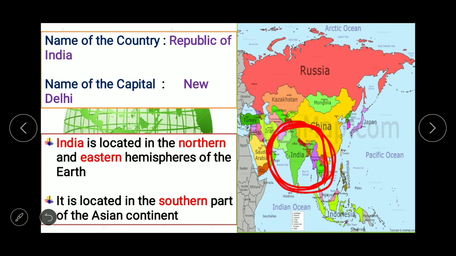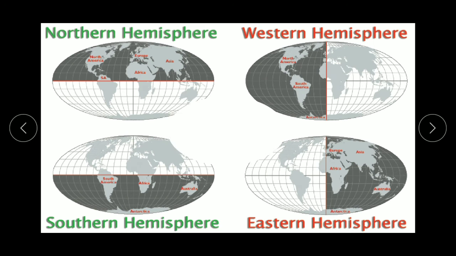India is located in the northern and eastern hemispheres of the earth. It is located in the southern part of the Asian continent. Now here you can see the northern and eastern hemispheres of the earth and the southern part of the Asian continent. To understand this in detail or in an easy way, we can use this.